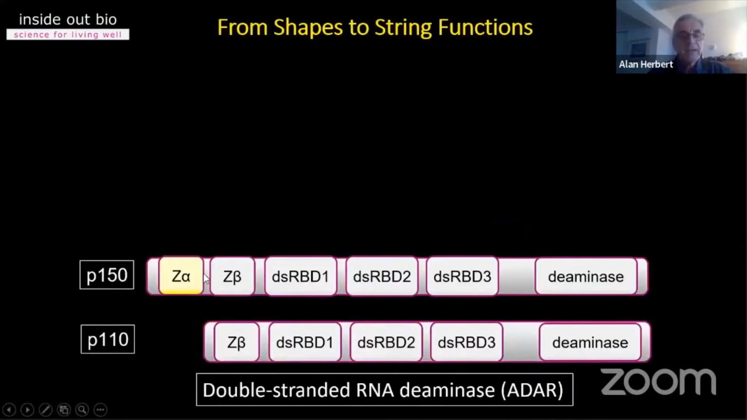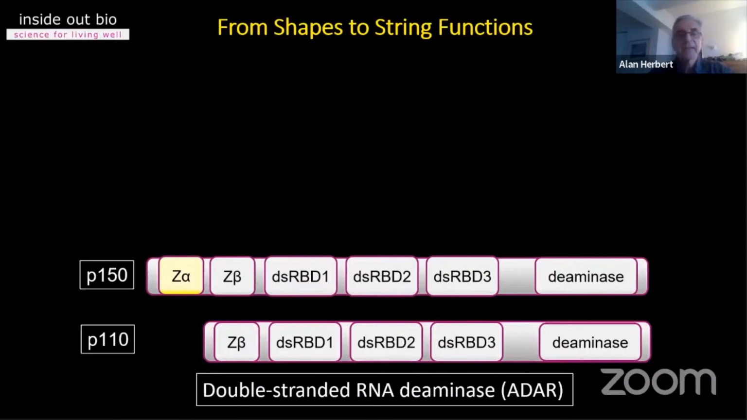So the Z alpha domain was isolated in this enzyme that Sasha introduced, this enzyme called ADAR, which is a double-stranded RNA deaminase, and it has a Z alpha domain which binds ZDNA and ZRNA, and it also has double-stranded RNA binding domains which are structure-specific and not sequence-specific, and it has this attached to a catalytic domain that performs the editing function.